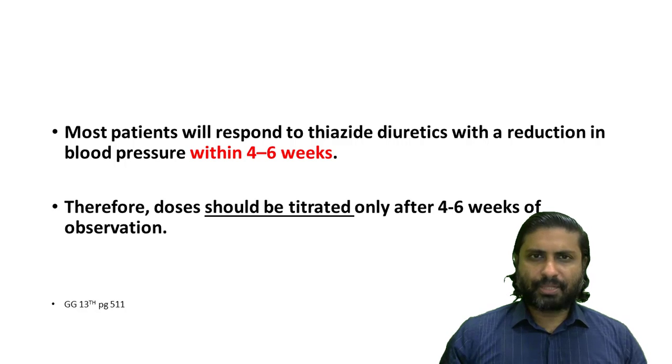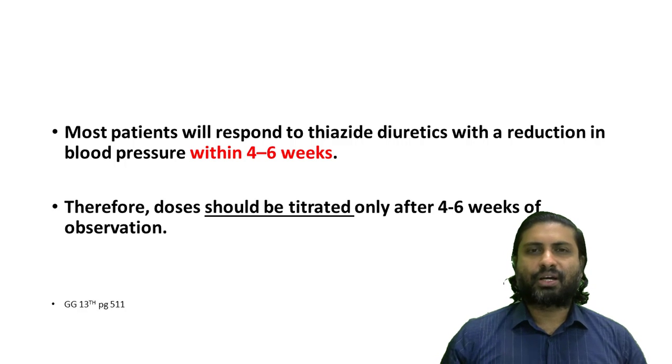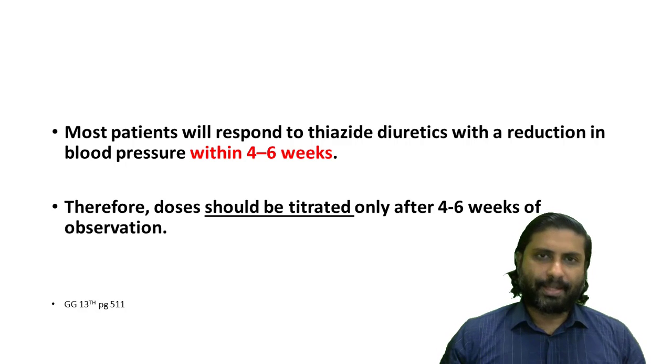Now, we need to remember that most patients respond to thiazide diuretics with a reduction in blood pressure within 1 to 1.5 months, 4 to 6 weeks, and therefore doses should be titrated only after 4 to 6 weeks. It makes little sense to increase or decrease the dose before then.